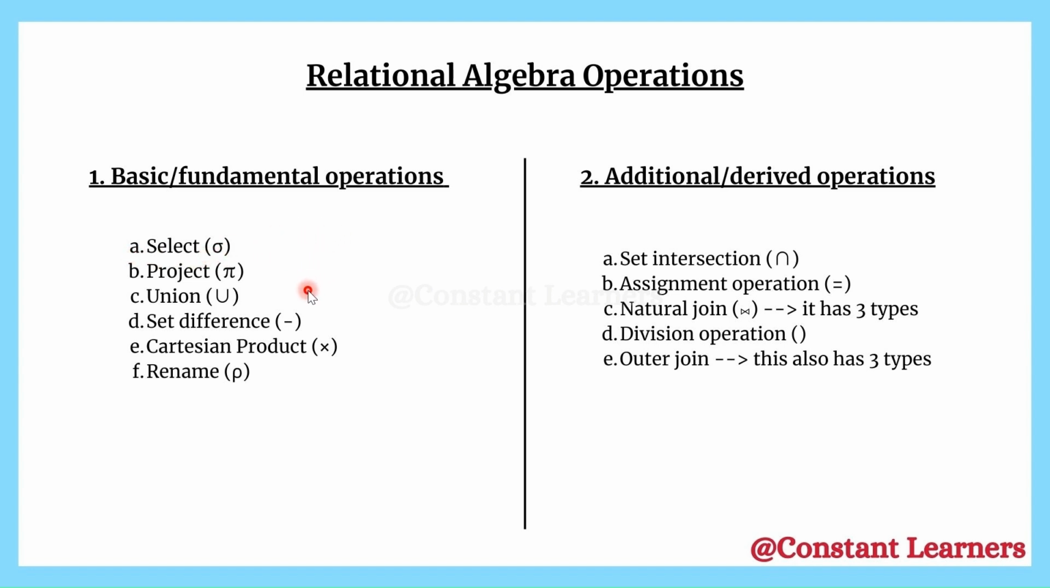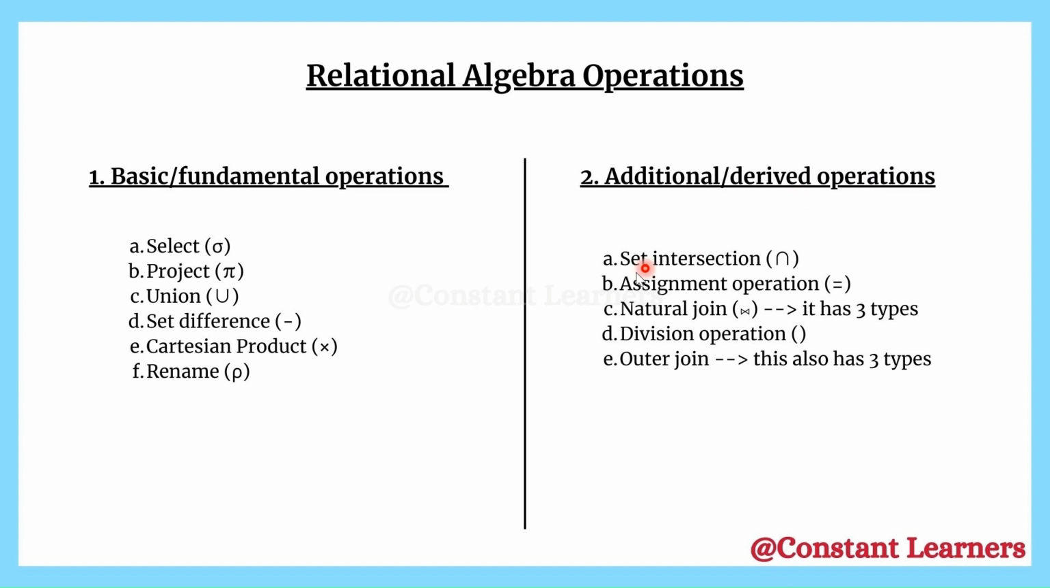The basic operations are the select operation, denoted by sigma. Select, obviously, to select some data from the database. Then we have project, denoted by pi. Projection is another operation that we need to perform on the database. Then we have union, denoted by the union sign. Then we have set difference, denoted by a hyphen, or you can say a minus sign. Then we have Cartesian product, denoted by the x or multiplication sign. And finally, we have rename, which is denoted by rho.